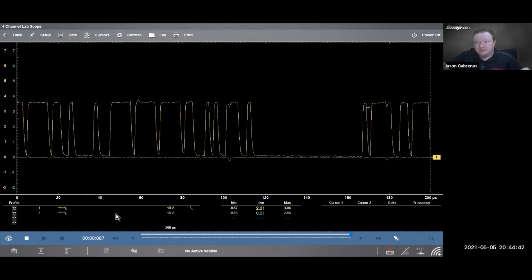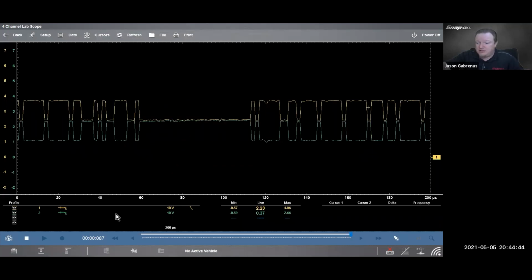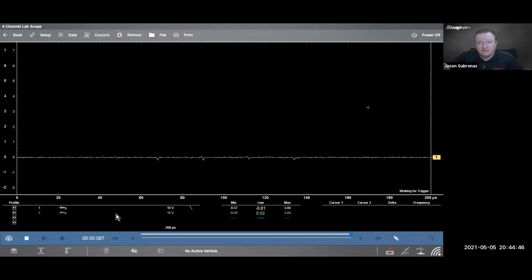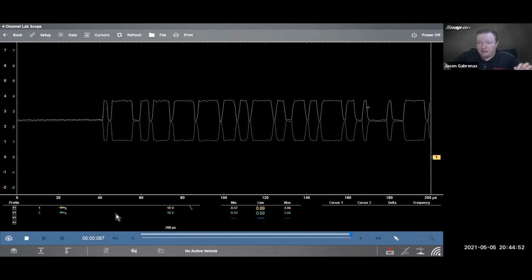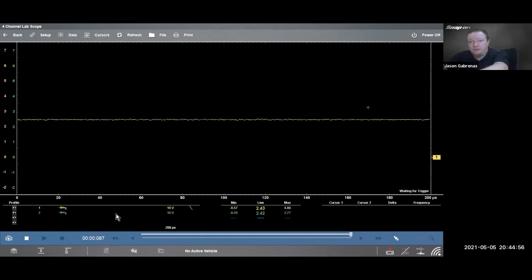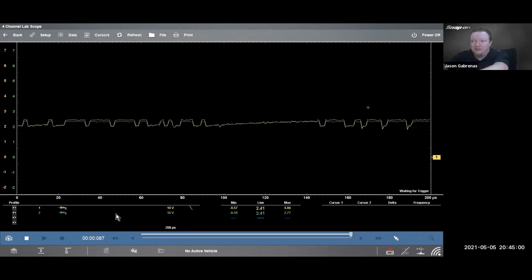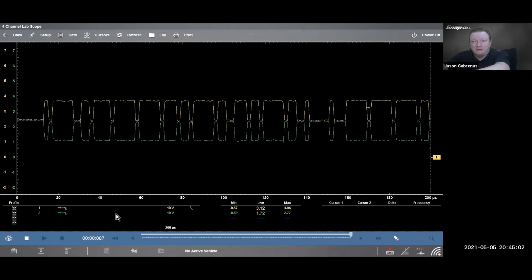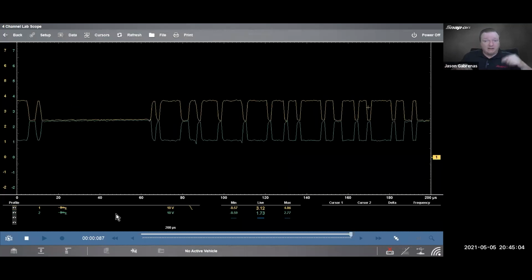So low side in this case, shorted to ground, I get this. High side shorted to ground, I get this, flat 0 volts. So depending on where it is in the network, that'll give you that indication as to where the problem might be. Now, what if I short the two together? Short the two together, it doesn't get very happy, and it's about 2.5. Well, I get a little bit of transmission there, about 2.5 volts.